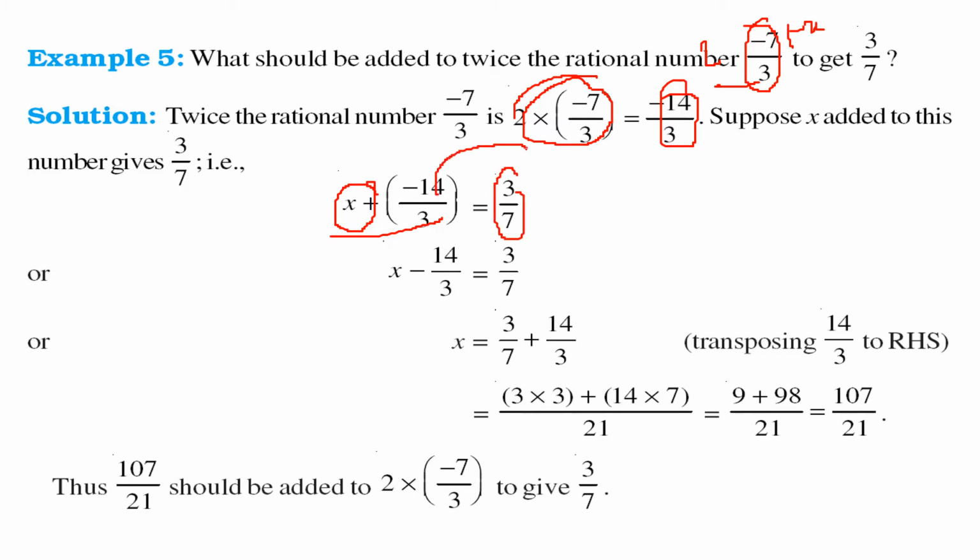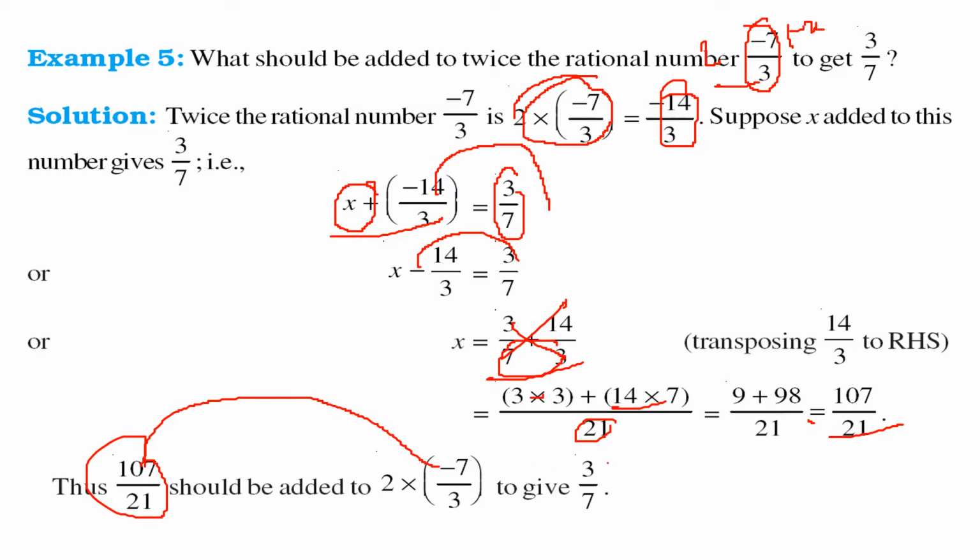You can take minus 14 by 3 this side, minus becomes plus. Always the sign will change if you transfer from the left hand side to the right hand side. The minus will come here, but it will go plus. So you can just take the denominator. So there is one more method. 3 into 3 here, 7 into 14 here, and 7 into 3 here. It will give you 107 by 21. This is the solution. This has to be added to twice of minus 7 by 3 in order to get 3 by 7.